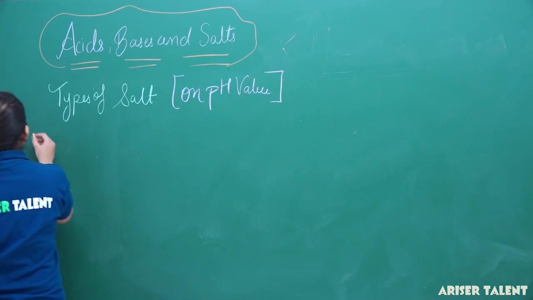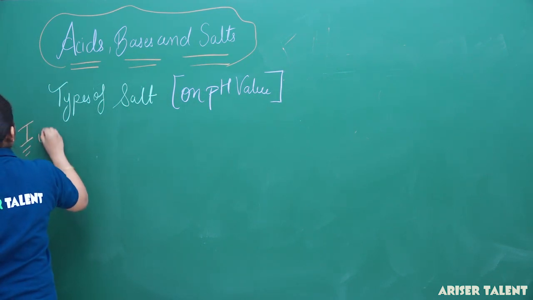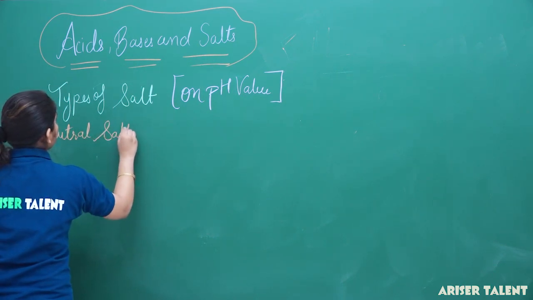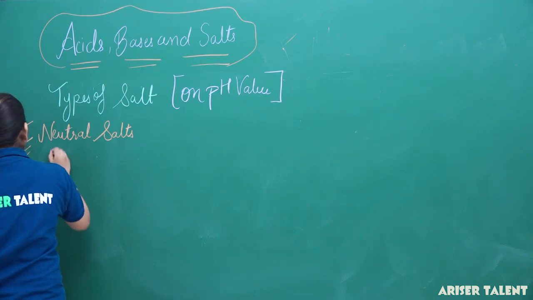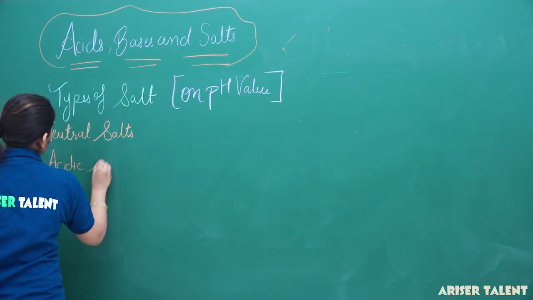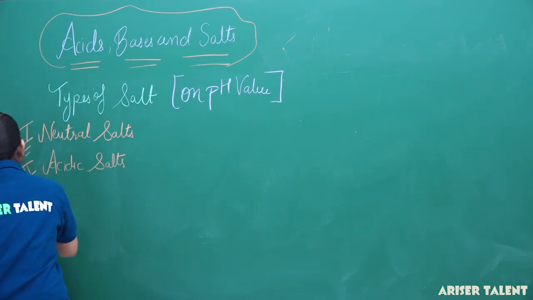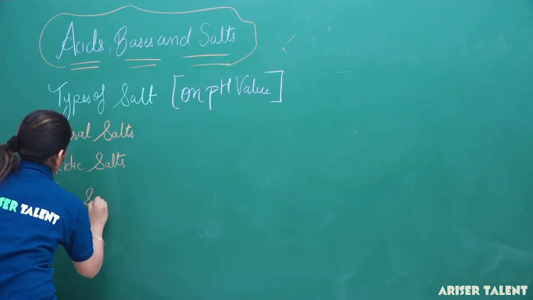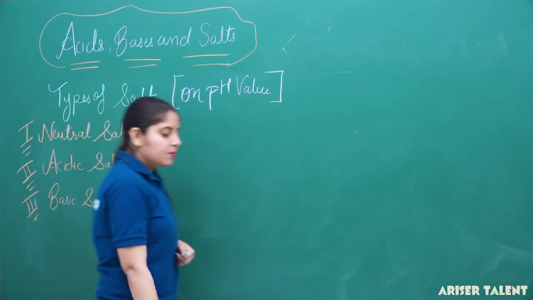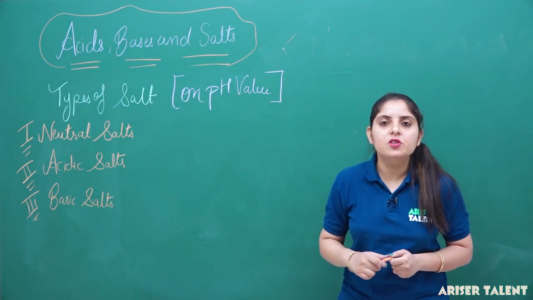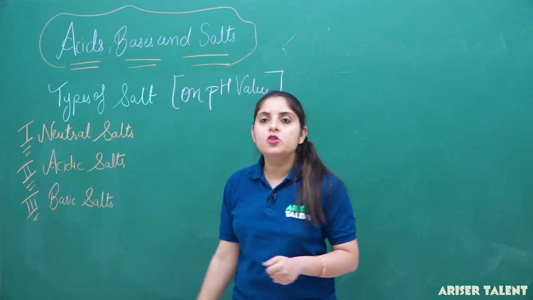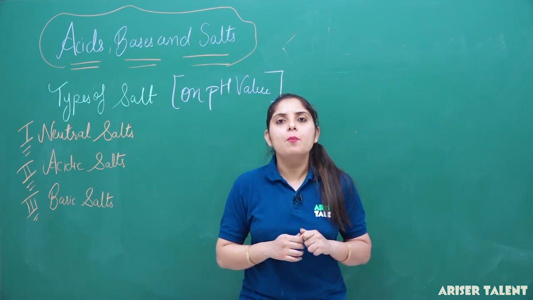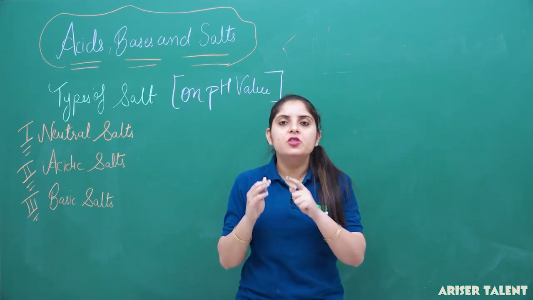So the three categories are, first is neutral salts, second one is acidic salts, and the third one is basic salts. So now we will discuss about these types of the salts one by one. So our first category of the salt is the neutral salt. So it means neutral salts are basically manufactured or composed of one strong acid and one strong base.